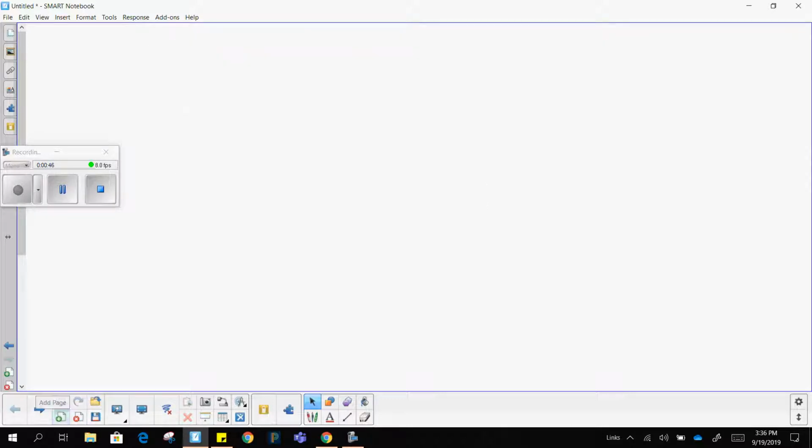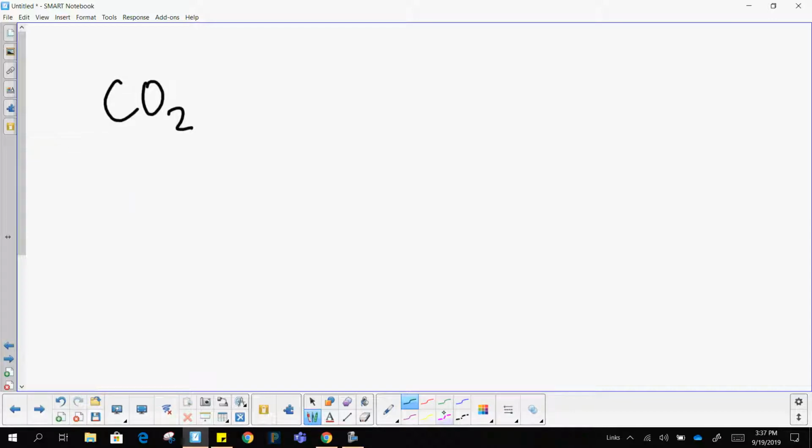So I'm going to take a compound for you. Let's start out with just carbon dioxide and look at this one. The first thing you want to do is ask yourself, how many carbon atoms are in this compound? There's 1. And then how many oxygen atoms are in this compound? Well, there's 2.